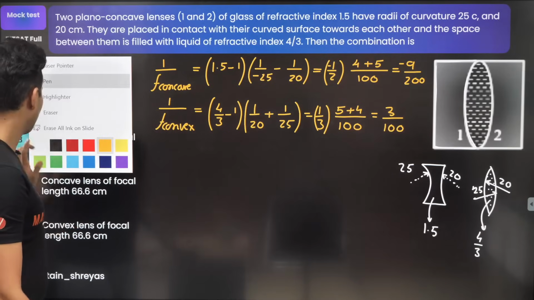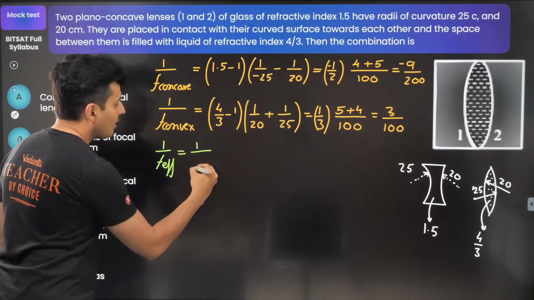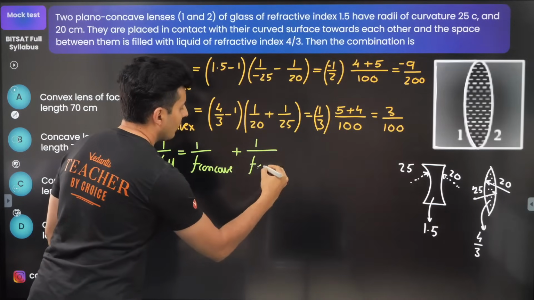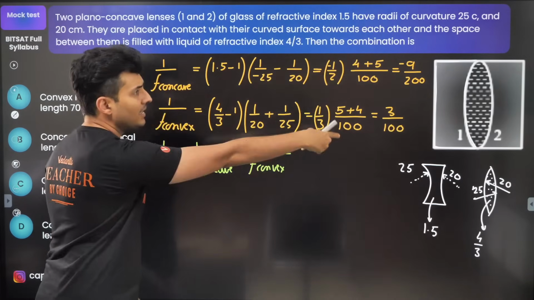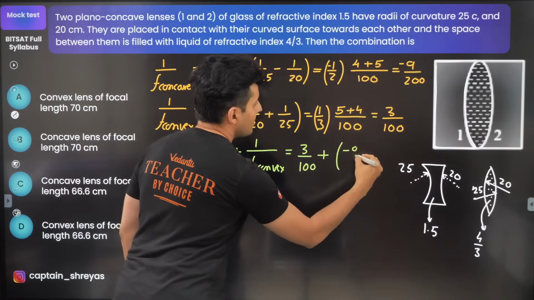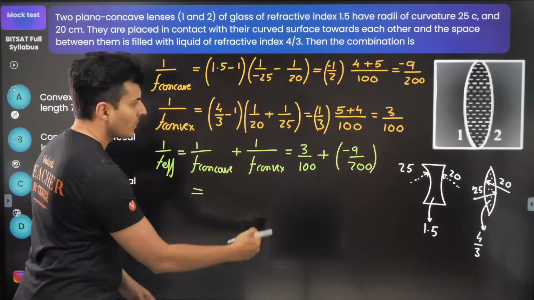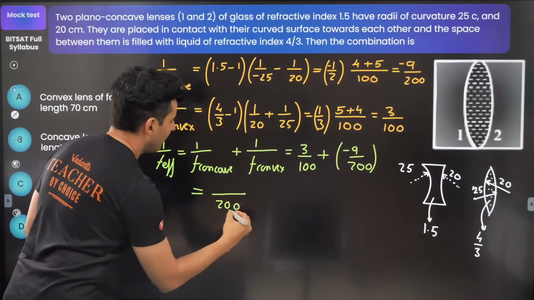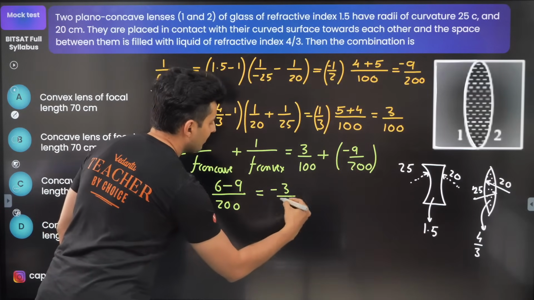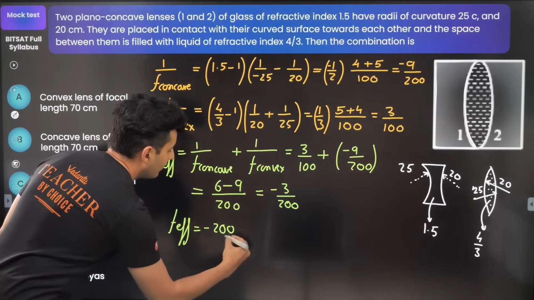So the last step is 1 by F effective. The effective focal length will be 1 by focal length of the concave lens plus 1 by focal length of the convex lens. So I just need to add both these numbers. So it will be 3 by 100 plus minus 9 by 200. That's it. So taking the LCM, you will see 200 is the LCM. Fair enough. So that will become 6 minus 9, which is nothing but minus 3 by 200. So the effective focal length will be minus 200 by 3.